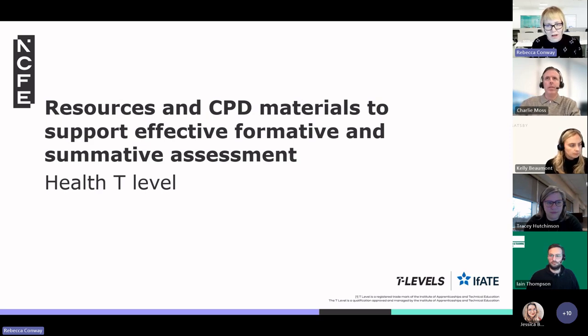Just to get the chat box started, if anyone's got any reflections on formative or summative assessment preparation activities they've done that have been really effective, pop some ideas in the chat box. We can pick those up as we go along. We're going to have short presentations from different colleagues, with time after each presentation for questions and then some time at the end. We'll use the Q&A and the chat box for questions.